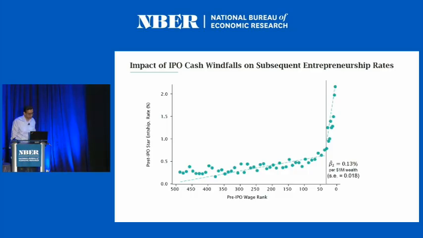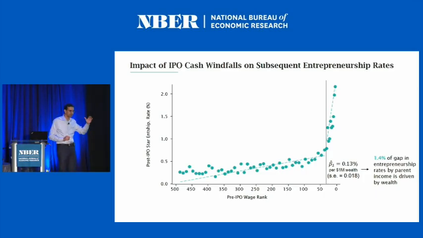But what I'm going to note here is when you actually quantify the magnitude of this elasticity, you get an estimate of 0.13% change per $1 million of wealth in the probability of founding a business. That implies, going back to our initial calculations, that figure that I showed at the very beginning of business founding rates by parent income, that only 1.4% of the gap in business founding by parental income can be explained by these differences in wealth.